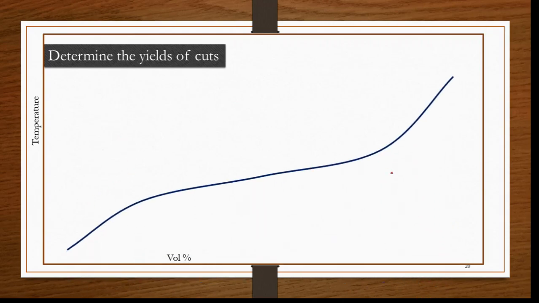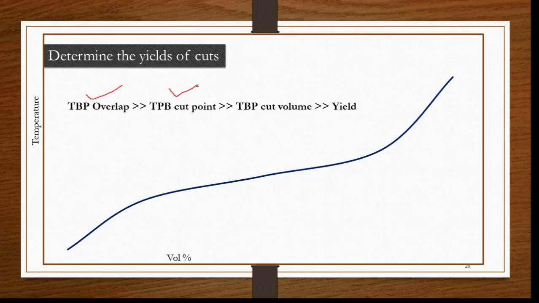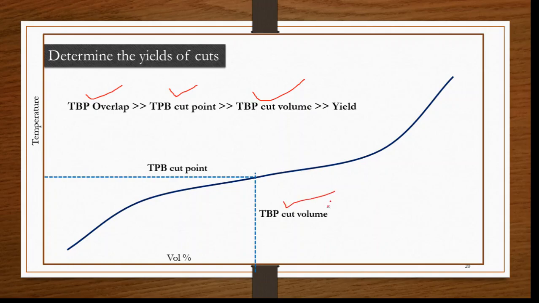For example, this is a TVP curve. These are the steps. First we have to find out the TVP overlap. After that we find the TVP cut point with the help of the TVP overlap, and then with the help of the TVP cut point we can find out the TVP cut volume, and that TVP cut volume gives the yield. For example, on the y-axis is the temperature and on the x-axis is the TVP cut volume, and that gives the yield value. So our target is to find out the yield of each and every cut that we want to produce from the given distillation column.